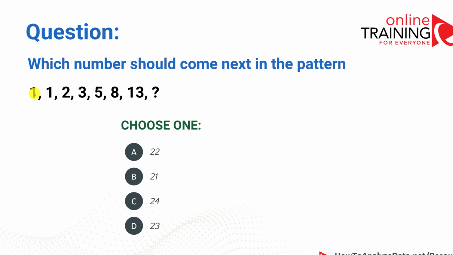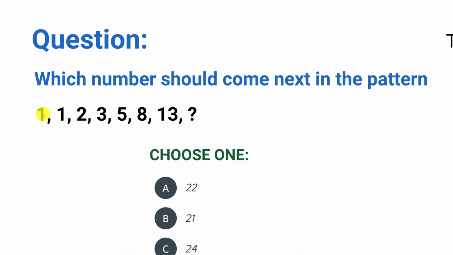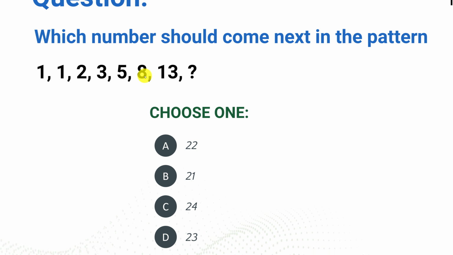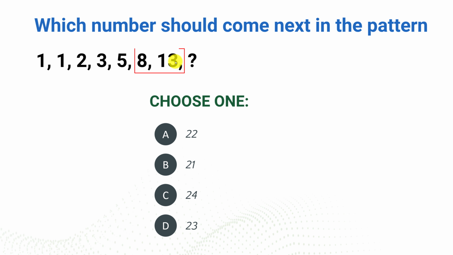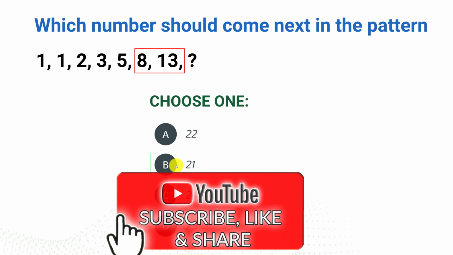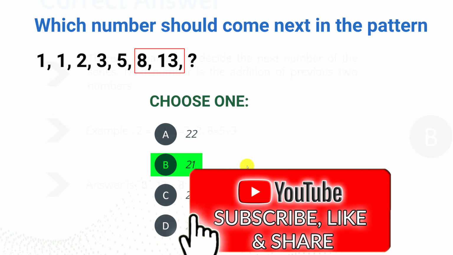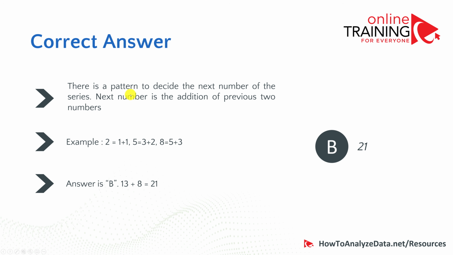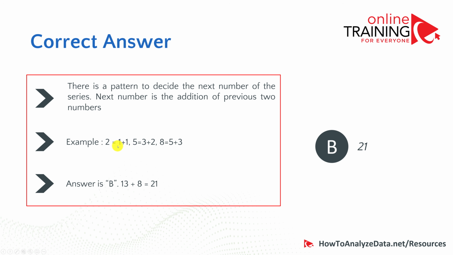Well, let's look. We have 1, 1, and then 1 plus 1 equals 2. Then 1 plus 2 equals 3, then 2 plus 3 equals 5, and you can keep going. So to calculate the next number, it's basically the sum of the previous two numbers. So 8 plus 13 is 21. The right choice here is choice B, which is 21. And this is the explanation: the pattern here is the sum of the previous two numbers. Hopefully you got this one right.